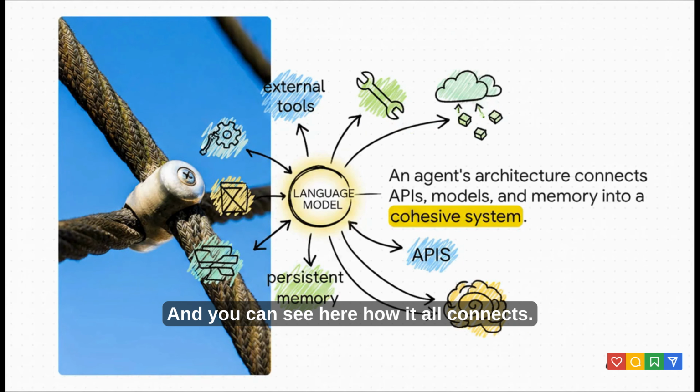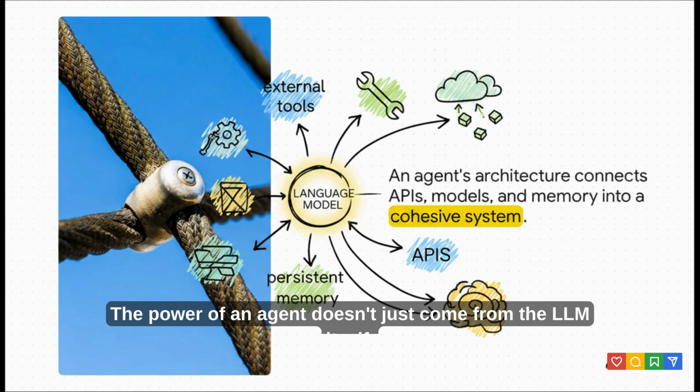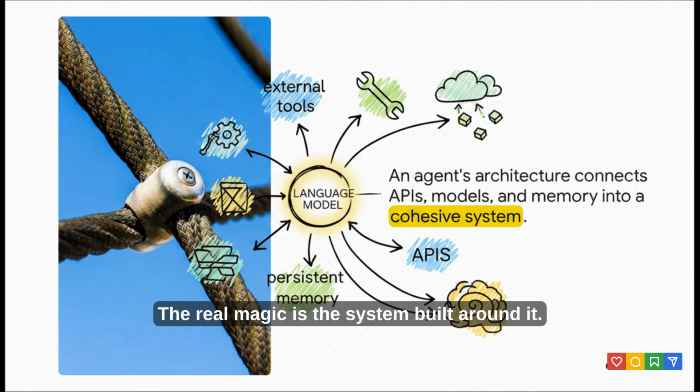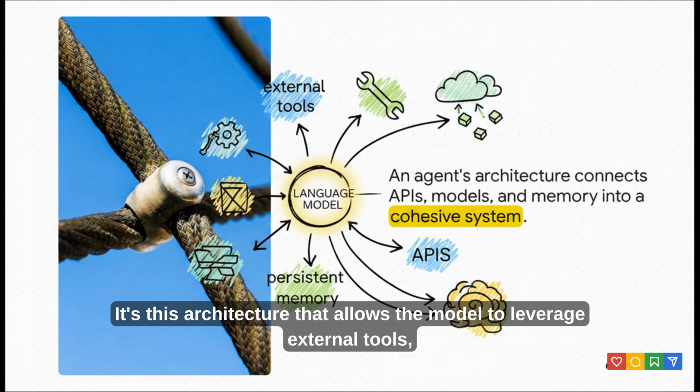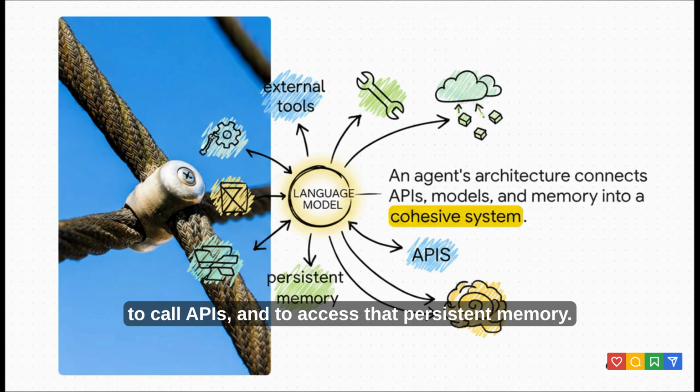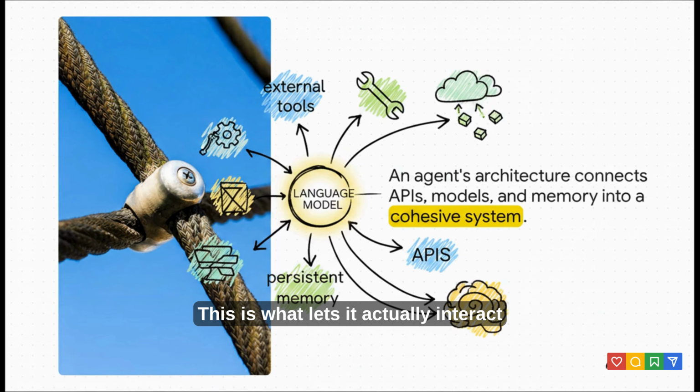And you can see here how it all connects. The power of an agent doesn't just come from the LLM itself. The real magic is the system built around it. It's this architecture that allows the model to leverage external tools, to call APIs, and to access that persistent memory. This is what lets it actually interact with the world and get things done.